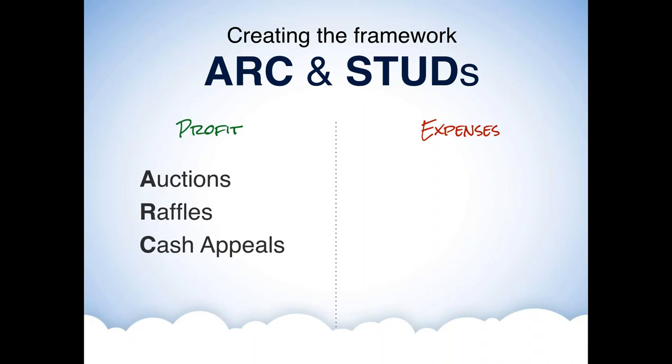And finally, one of the biggest trends that we're seeing out there today in the nonprofit sector, and particularly at the fundraising auction events, is the cash appeals. Now, a lot of people know this as fund a need or fund an item or fund a cause, but cash appeals, very, very powerful and very appealing to a lot of people. When we look at the ARC column, these are the areas where you should generate the profit for your event.